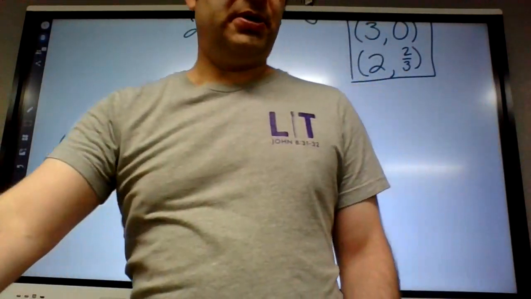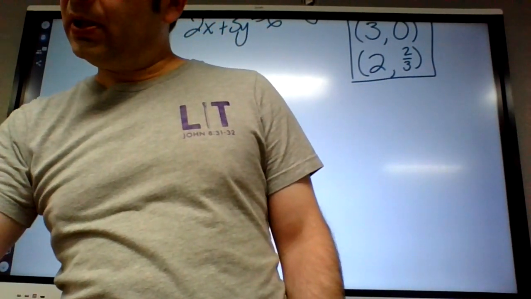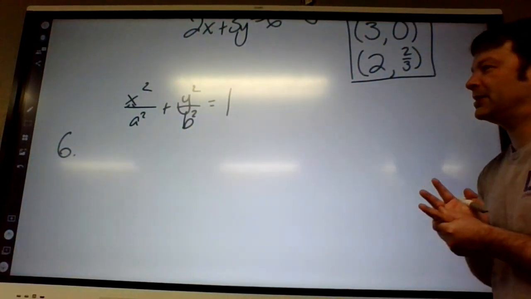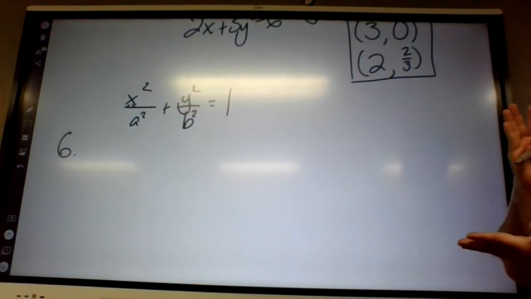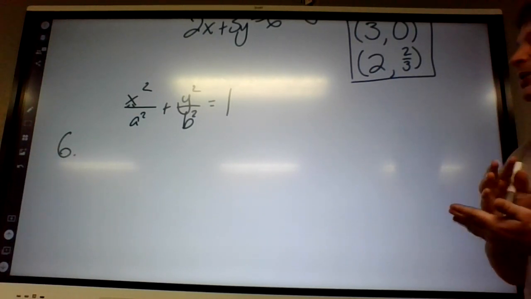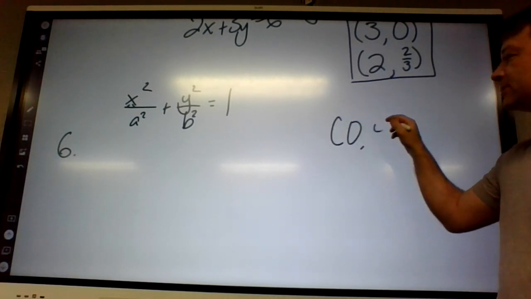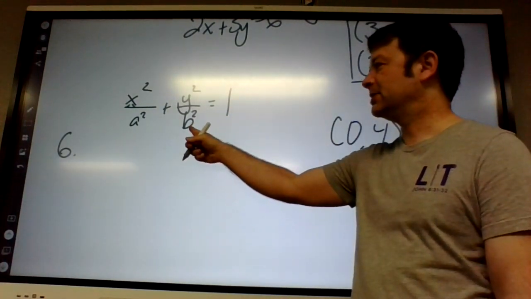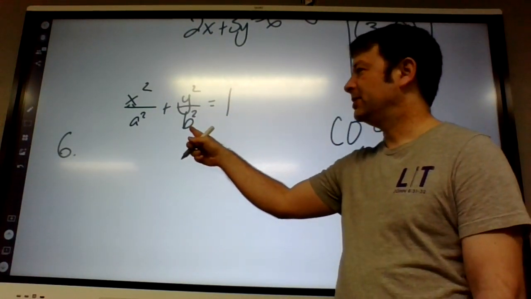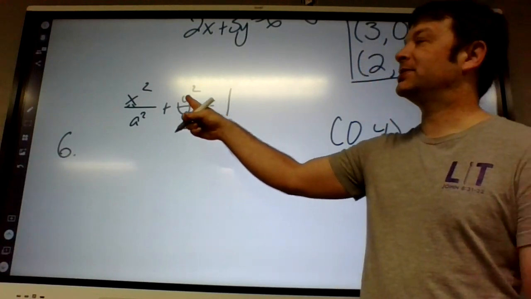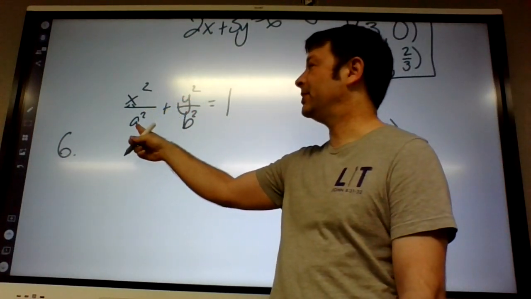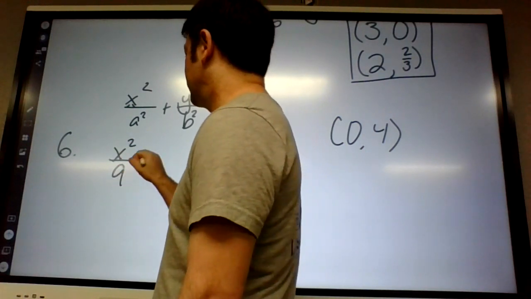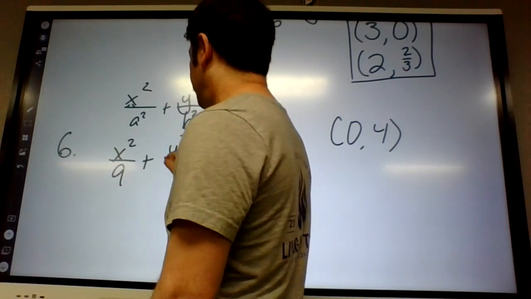So if the vertices are at 0, 4 and 0, -4, what does that tell us? Which is the major axis? Y, because 0, 4 is on the y-axis. So what number is going to go right here? 16. Okay, and it says it hits the x-axis at 3, 0, so what are we going to put right here? 9. This will actually be one of the easy ones, in theory, potentially.